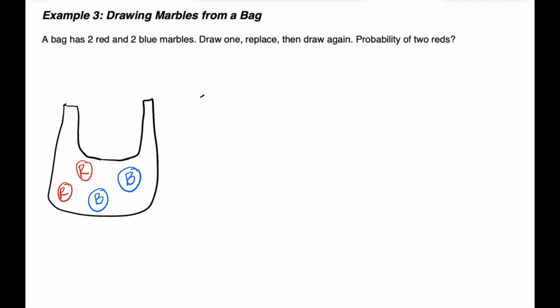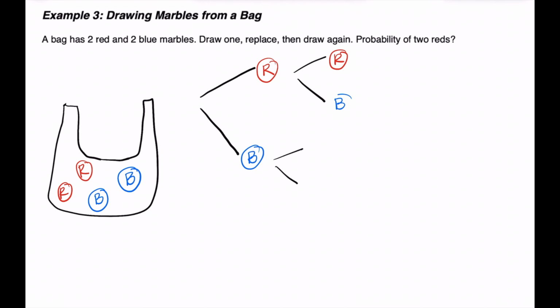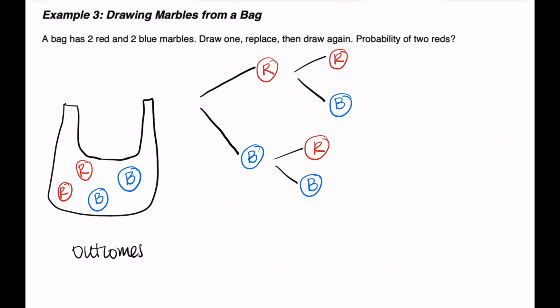So every time we pull our hand out, one of 2 things is going to happen. We're either going to pull a red or a blue. And when we put our hand back in and we grab another marble, we will either pick a red or a blue marble. So now that we've finished up our tree diagram, let's write out our outcomes. So we're either going to have red, red, red, blue, blue, red, or blue, blue.